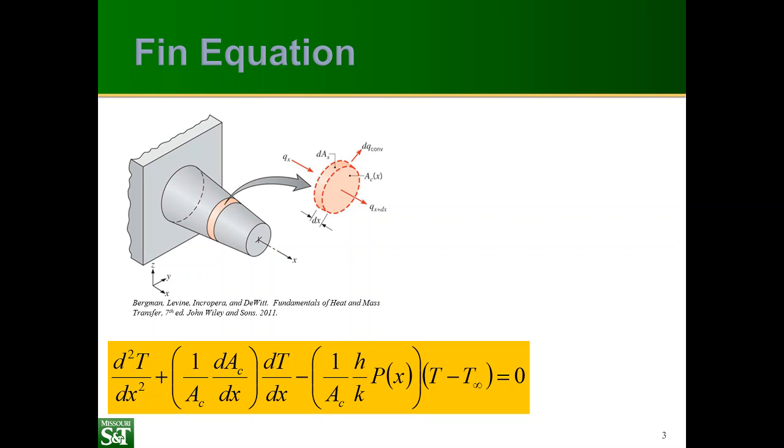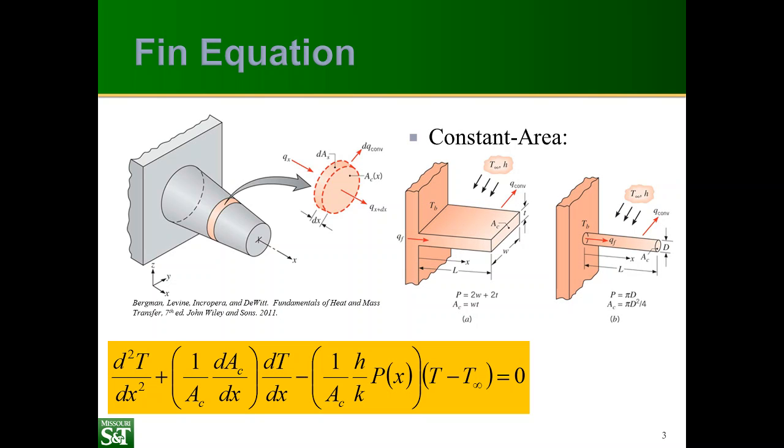So we start by looking at what we call a constant area fin, a plane fin or a pin fin, where the cross-sectional area doesn't change with x. And if we do that, we can actually eliminate this area change term, or the second term in this equation. It also means that the perimeter in the third term is a constant. So since the heat equation can then be reduced, we start by defining the excess temperature.